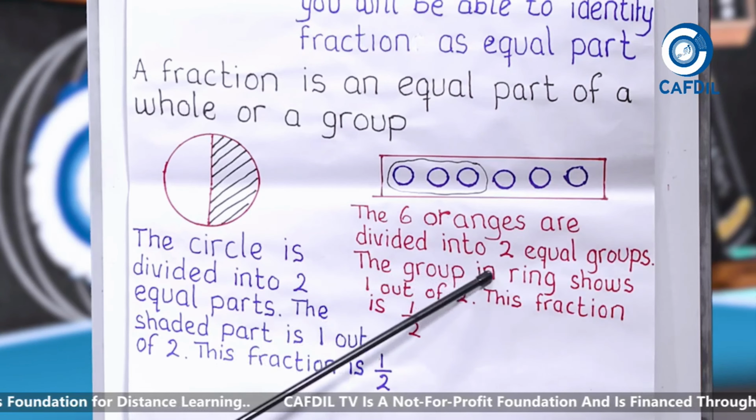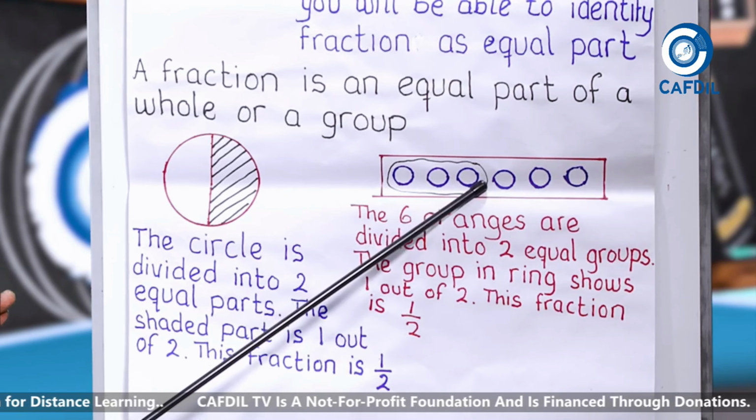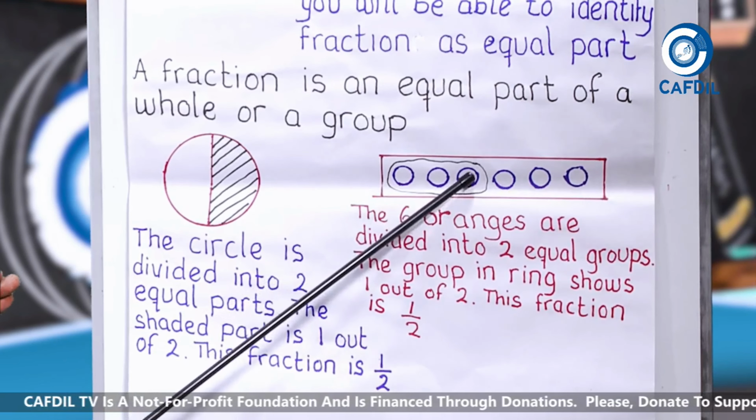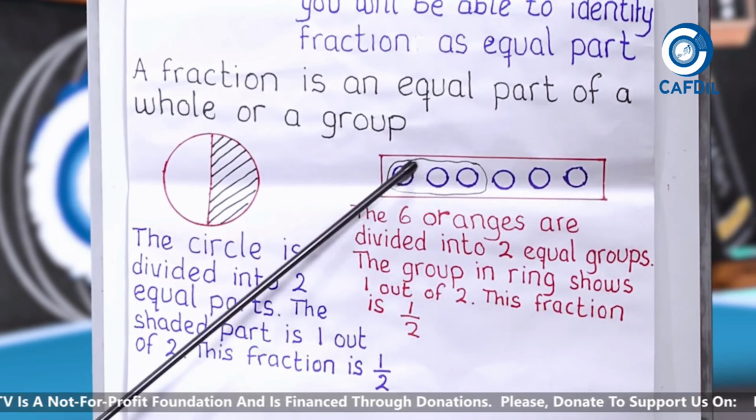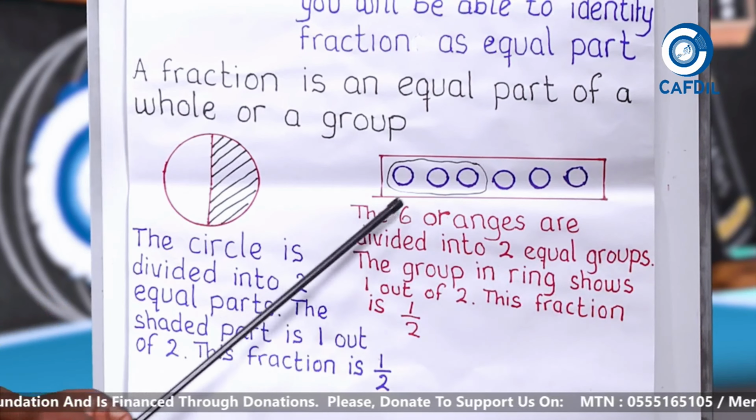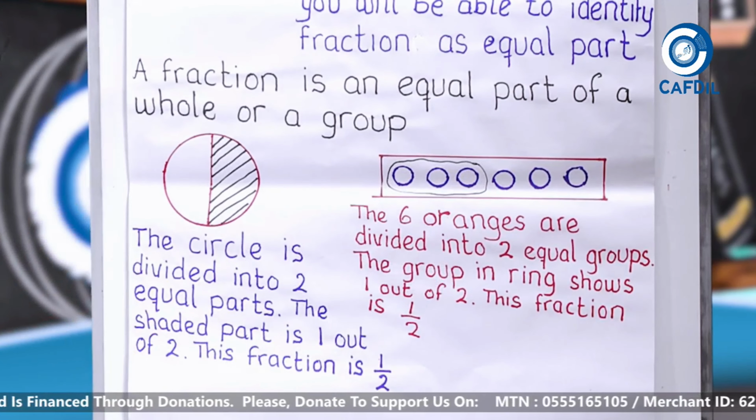The groups in the ring shows. Let's look at the groups in the ring. So this is the group in the ring. This is it. So the group in the ring shows what? 1 out of 2.